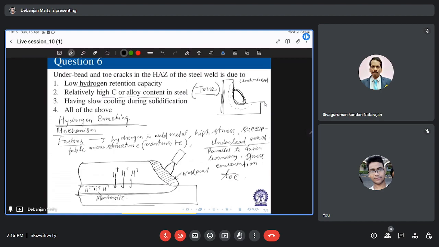So if you are having, as I was saying, for martensitic formation, some relatively high carbon content in steel, right? And that can cause underbead and toe crack formation. And martensite can form only because of fast cooling rate. So this is also a false statement. So here only option 2 is correct.